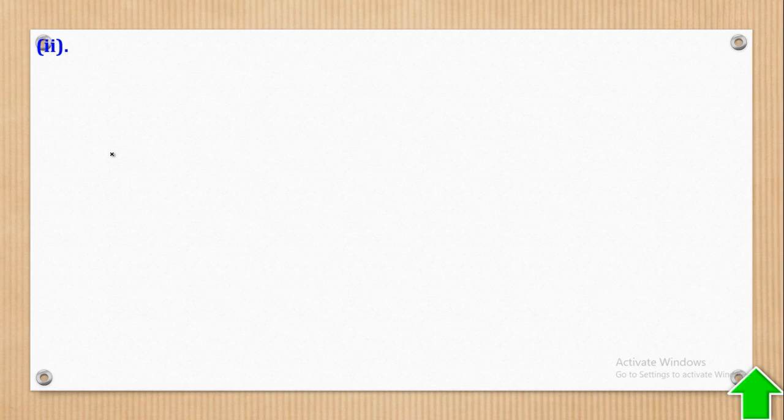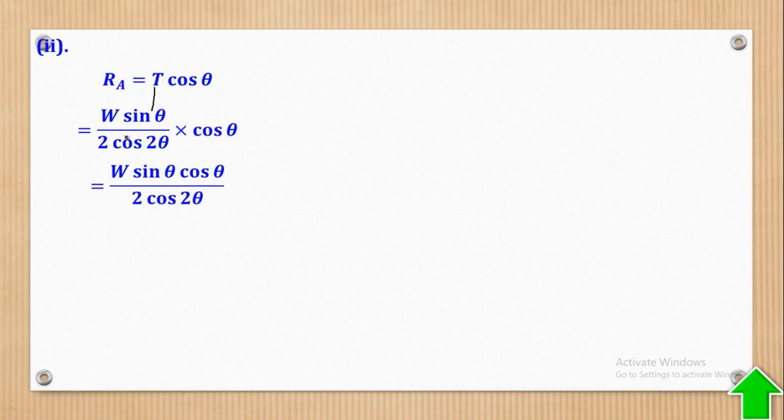Now we shall go to Roman 2. So Roman 2, they also wanted the reactions at A and B. So reaction at A, remember we already saw under resolving that RA is equal to T cos theta. Now that I've got T, I can substitute for T, which is that. Then I have to simplify. So when I simplify this, this gives me sine, then cos theta.